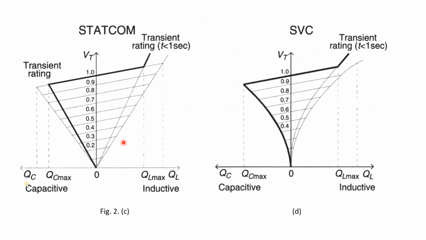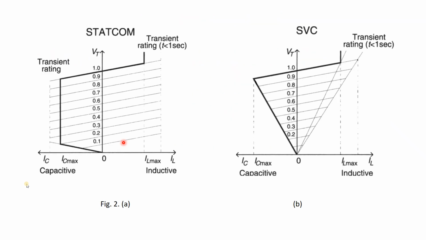Okay, so let us see this particular figure, then it will be easier for us. So 2A and 2B. These are the VI characteristics. You can see this is the terminal voltage, and this is the current. This is the inductive current, this is the capacitive current. The voltage is low but the capacitive current is also increasing. And see at 0.2 per unit.